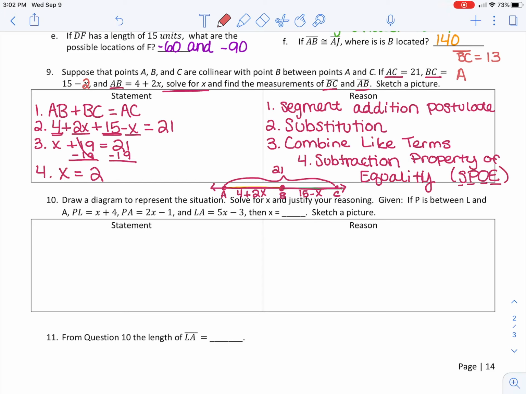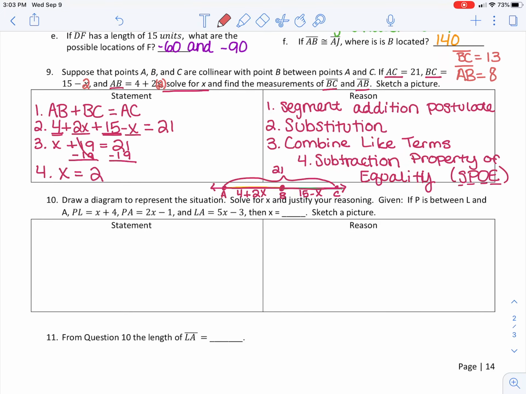I also need to find AB because it tells me to in the directions. So I'm going to say 4 plus 2 times 2. Okay, so 2 times 2 is 4. Add another 4 to that and we get 8. Okay, and we are done with problem number 9.